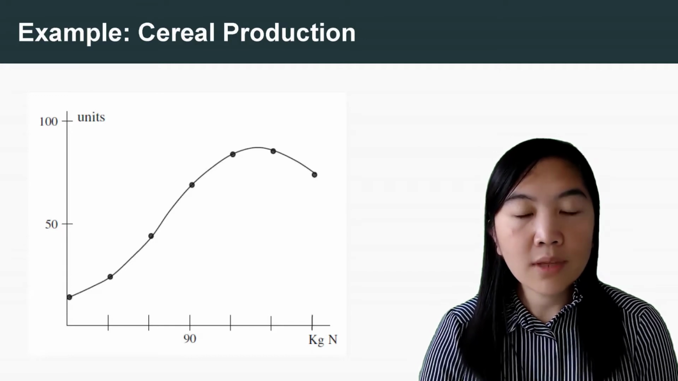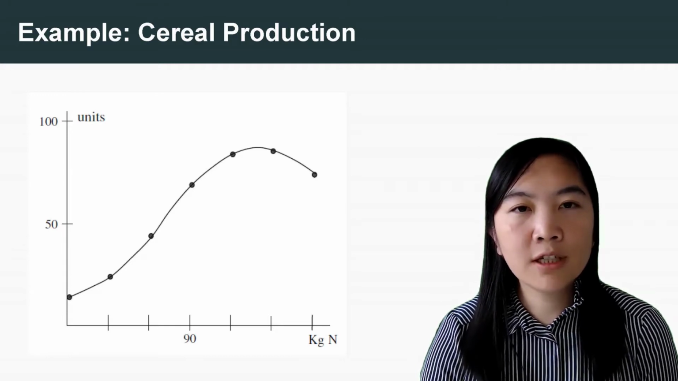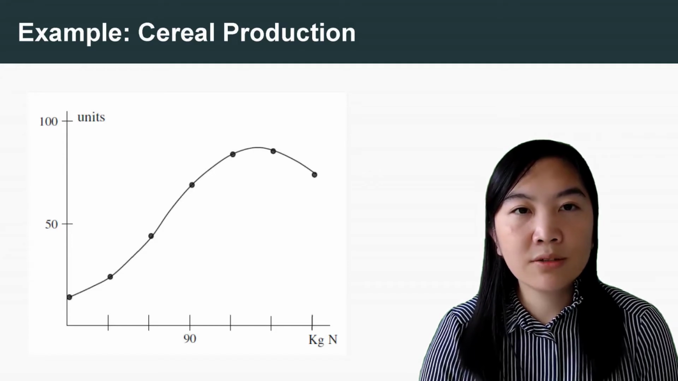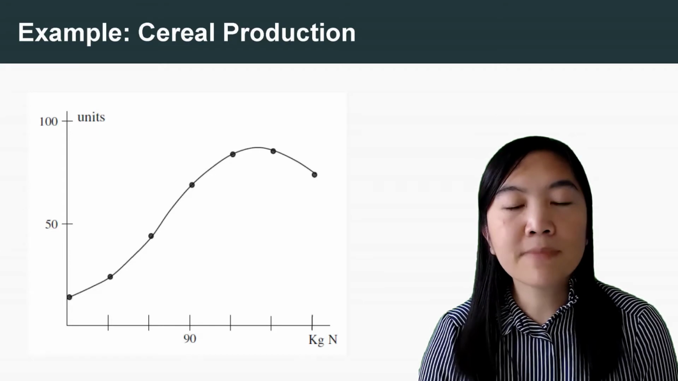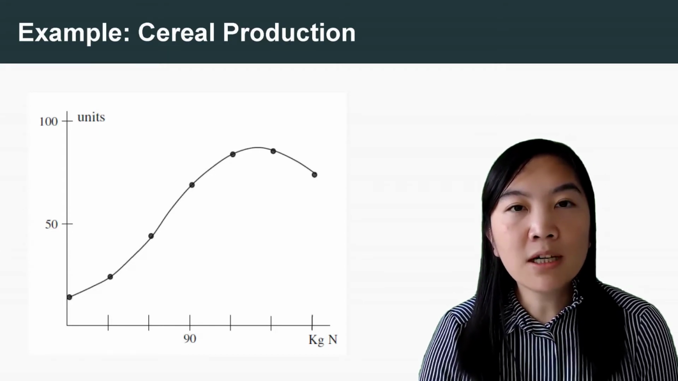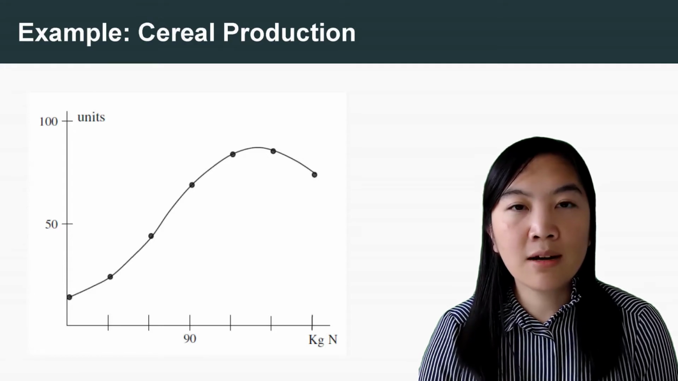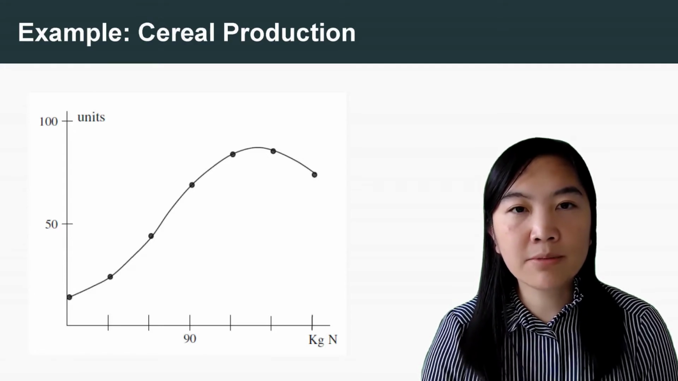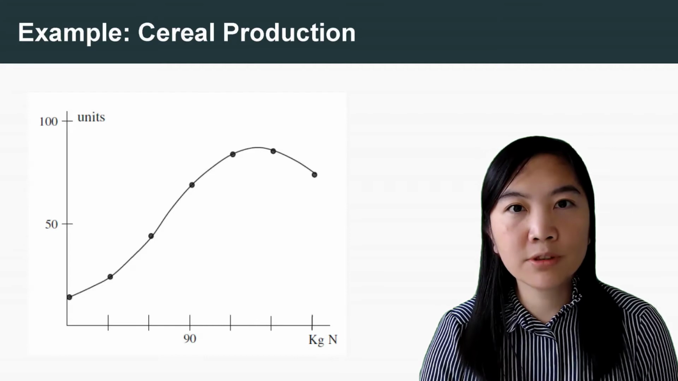So we can get a little bit more information from the graph, but again, using a graph is not enough or not precise enough to describe the production relationship. One reason is that, for example, here we only have one input.